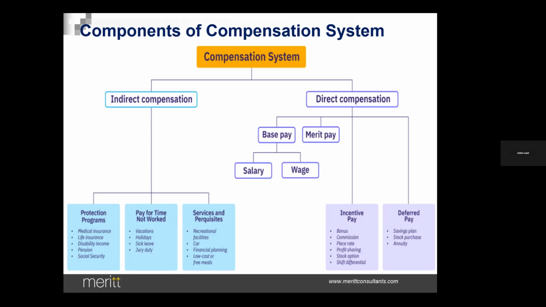And then in non-monetary, you also have services and perquisites like recreation facilities, car, financial planning, low-cost meals, free meals, etc. Over and above all this, I think today's organizations after COVID are emphasizing a lot on wellness. And in wellness, they are not only emphasizing physical wellness, but also mental wellness. In my organization, we used to have counselors. We also gave 2 free psychiatric consultations because mental illness is on the increase, and we have to recognize that. Most organizations are supporting mental wellness, yoga, etc. Gym is becoming very common.